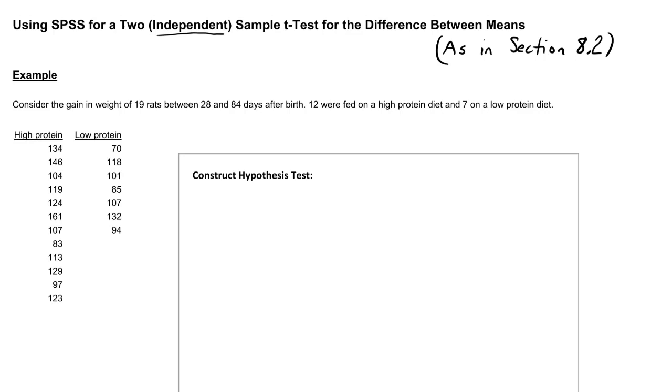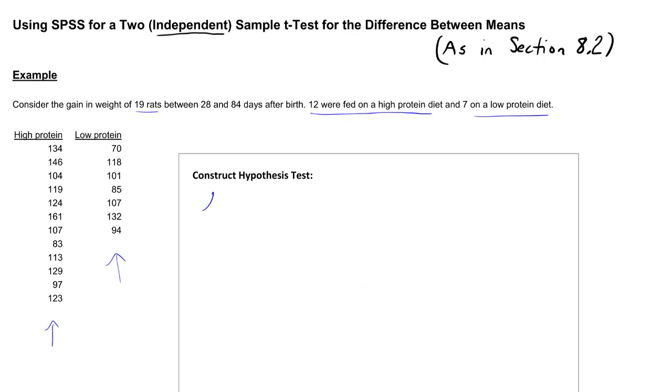So consider the weight gain of 19 rats between 28 and 84 days after birth. 12 were on a high protein diet, 7 on a low protein diet. So we've got this high protein diet here and this low protein diet here. These are our two samples. So let's set this up.